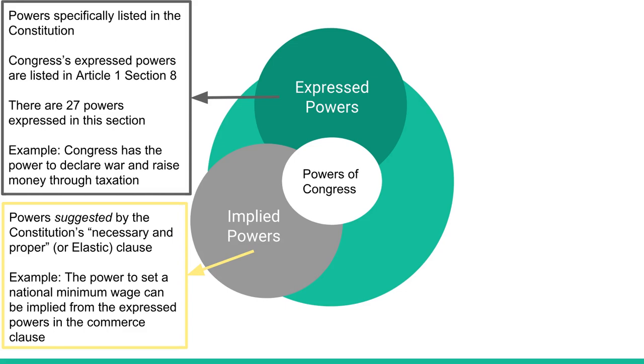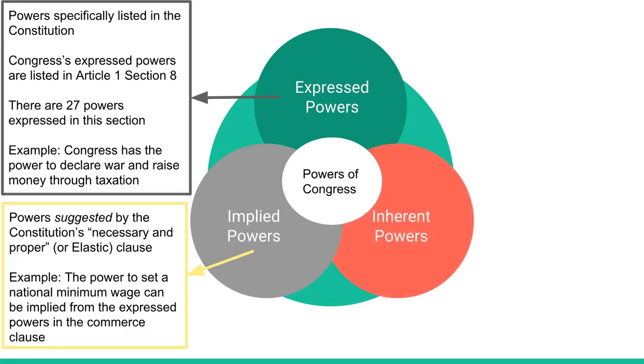An example of this is that the Constitution doesn't specifically say Congress has the power to establish a national minimum wage, but it has been read from the Constitution that if Congress has an expressed power to regulate commerce, then the national minimum wage would fall under that. And so the Supreme Court over time has interpreted that to mean that Congress does have this power to set a national minimum wage, even though it's not specifically listed.